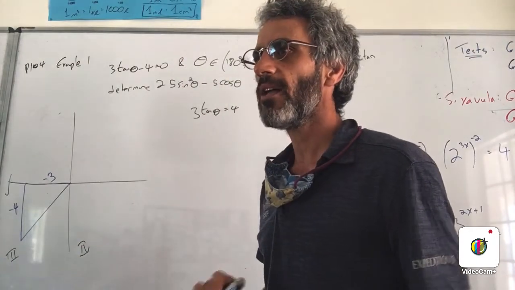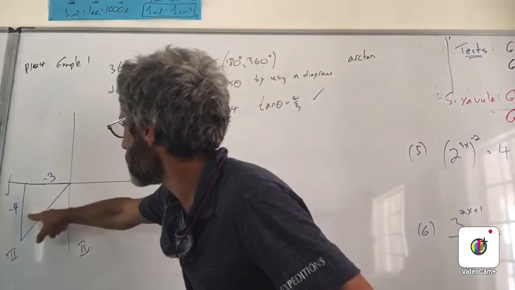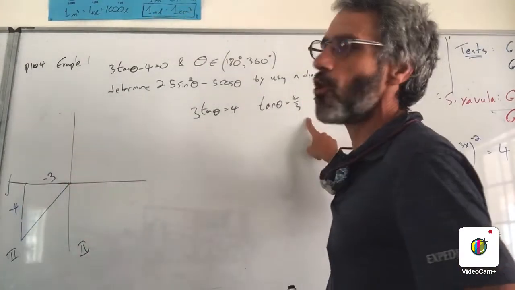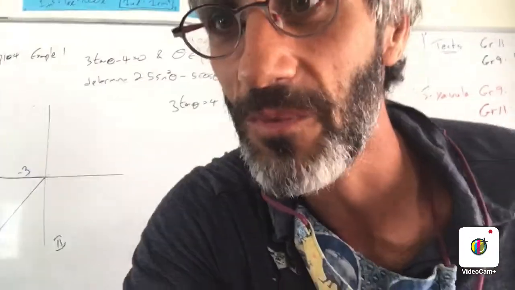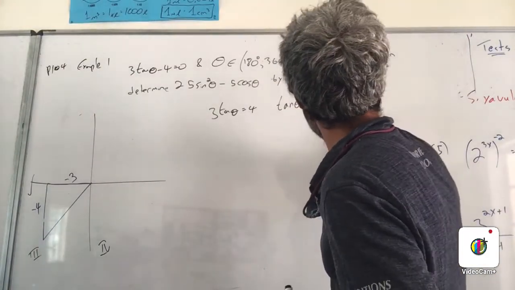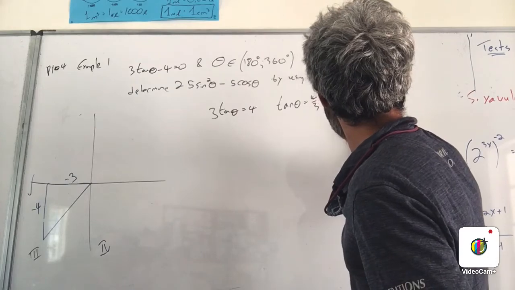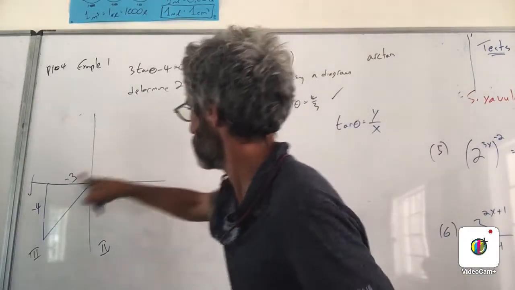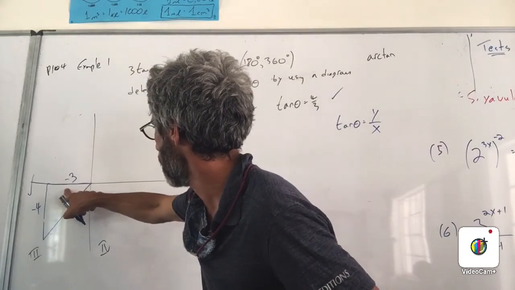Minus 4 divided by minus 3 is the same as 4 over 3. Just to remind you, I wrote it down before: tan theta is always y over x. So that clue tells me that's the minus 4 and that's the minus 3.